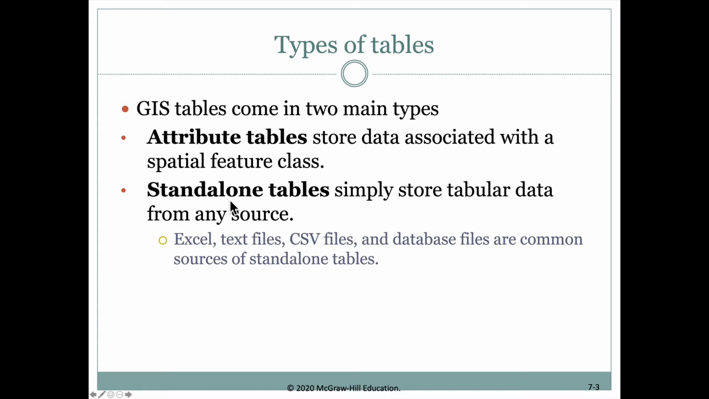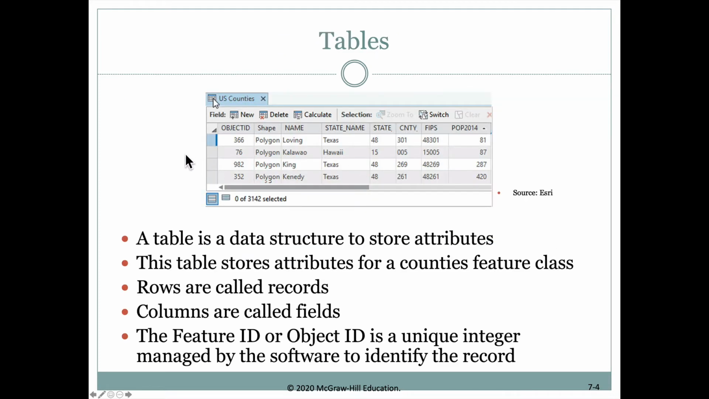A standalone table can store tabular data from any source, including, for example, an Excel spreadsheet. It can even be stored in a text file. Usually these text files are related back to columns somehow, such as this CSV, comma separated variable file. And we can also have database files. All of these can exist outside of the GIS, but they can either be joined to the GIS through the attribute table, or they can be made into a GIS layer if they have X and Y information associated with them.